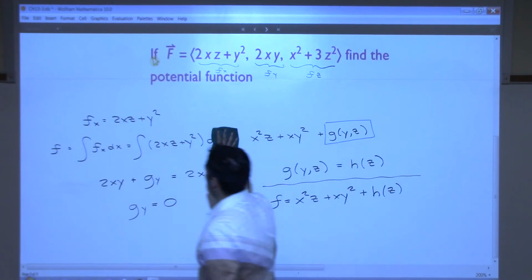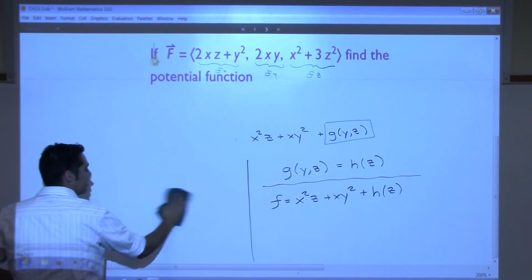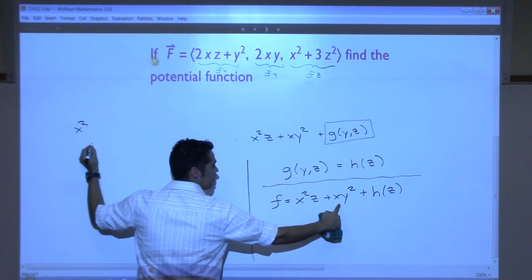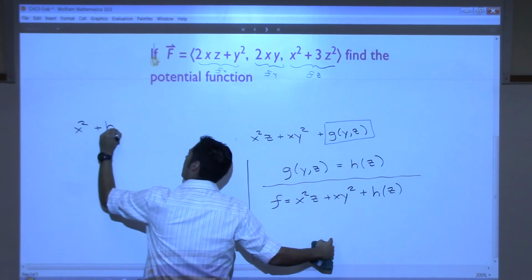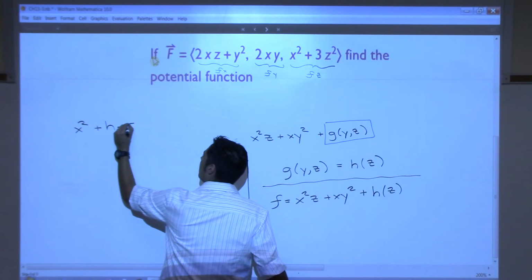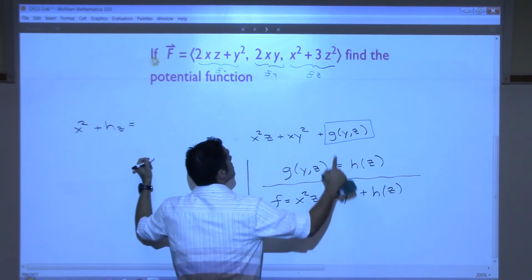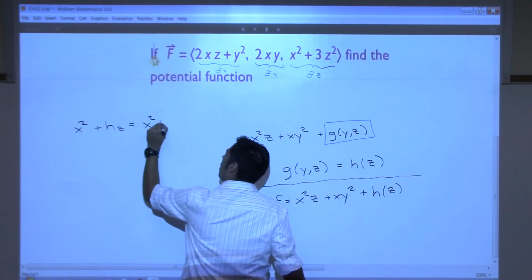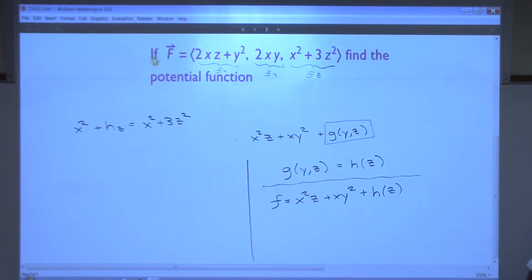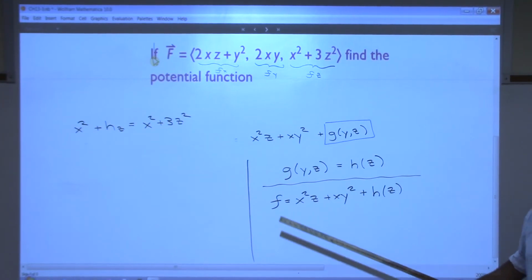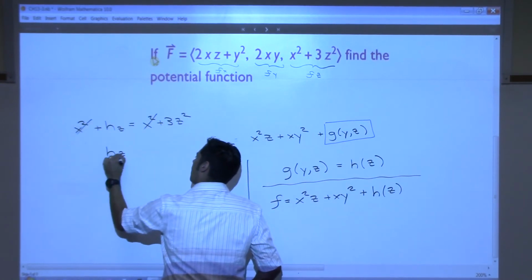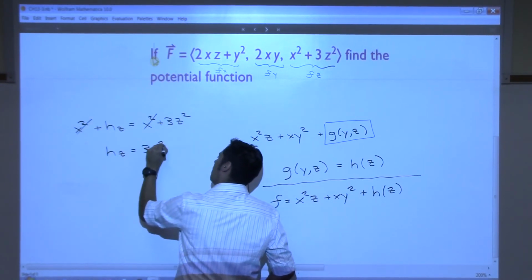Do that over here. What is the derivative of the one that we're working on with respect to z? X squared plus h sub z, even though I could say h prime, because I know it's only one variable, but I'll do that, equals, what does it have to equal? X squared plus 3z squared, right? And this time we don't get 0, finally. Right? The x squareds cancel, and you get the derivative of h with respect to z is 3z squared.